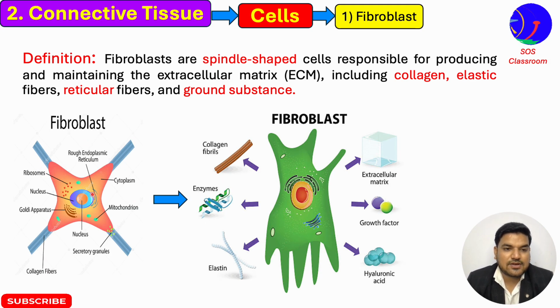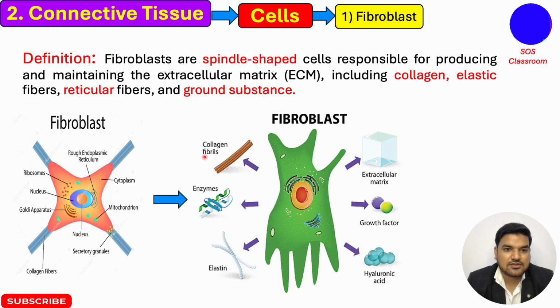So you can see these are the fibroblast cells. You can see these are spindle-shaped cells, responsible for forming and maintaining the extracellular matrix. Why? Because fibroblasts form the different types of fibers, like collagen fibers, elastic fibers, reticular fibers, and the ground substances. That's why these cells are responsible for the formation and maintenance of the extracellular matrix.